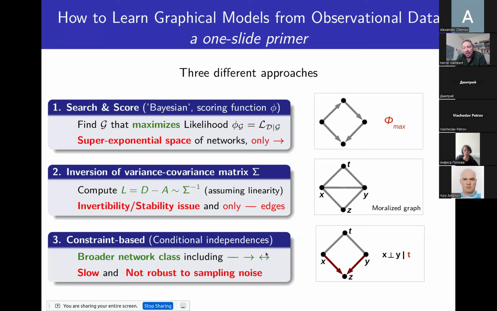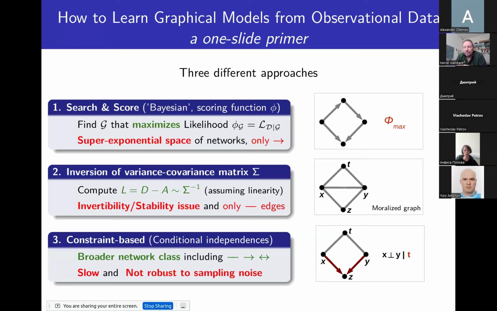So on paper, they are really nice methods. They have been invented already some time ago, in the late 80s, early 90s. But in practice, they have some problems too. They're usually quite slow, but most of all, they are not robust to sampling noise.